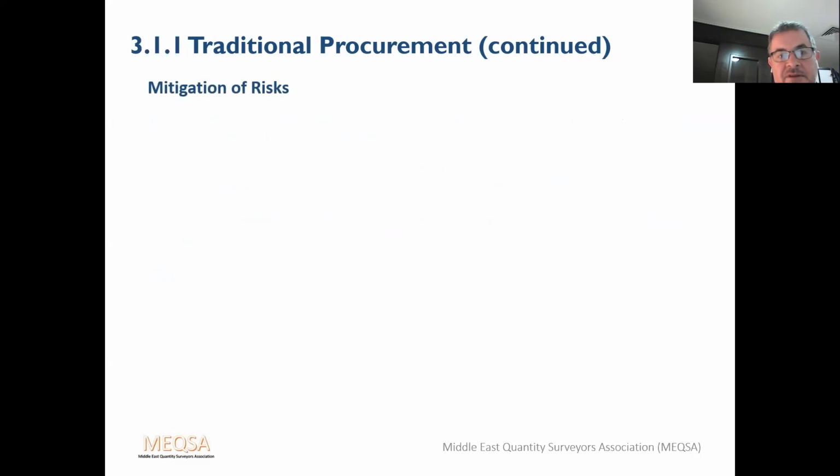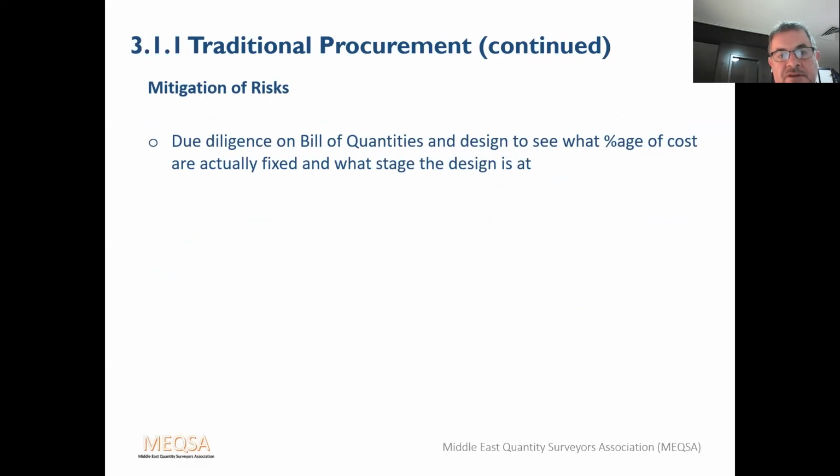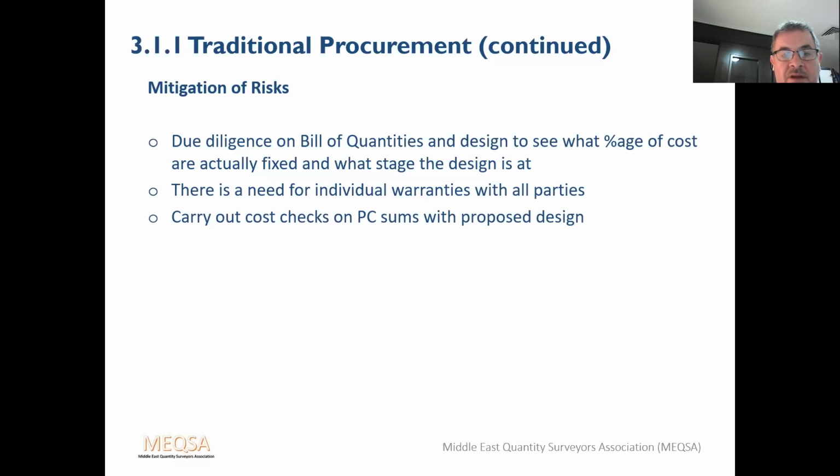How to mitigate the risks. Due diligence on bill of quantities and design to see what percentage of costs are actually fixed and at what stage of design that is at. There's a need for individual warranties of all parties. It's very important. The QS should carry out the cost checks on PC sums with the proposed design. If there are any issues, it should be flagged up as soon as possible, so saving can perhaps be made elsewhere.